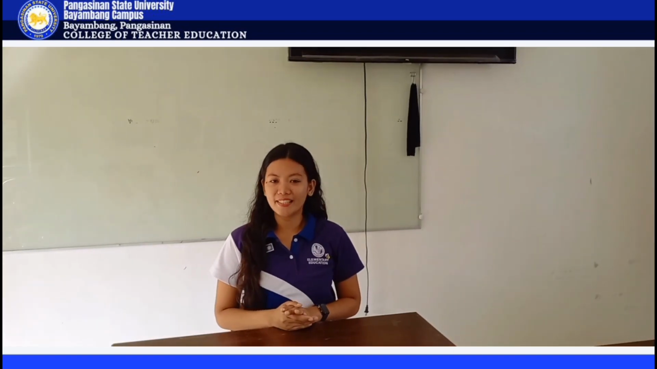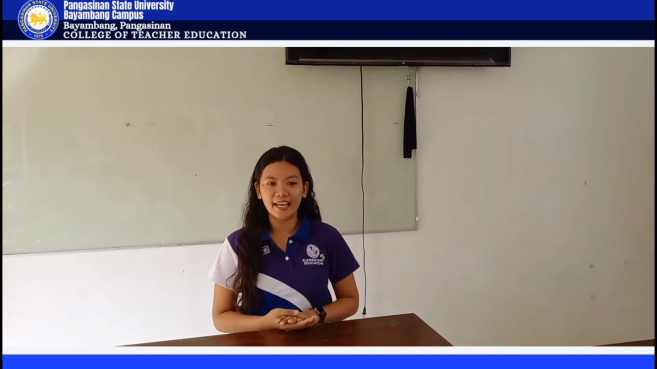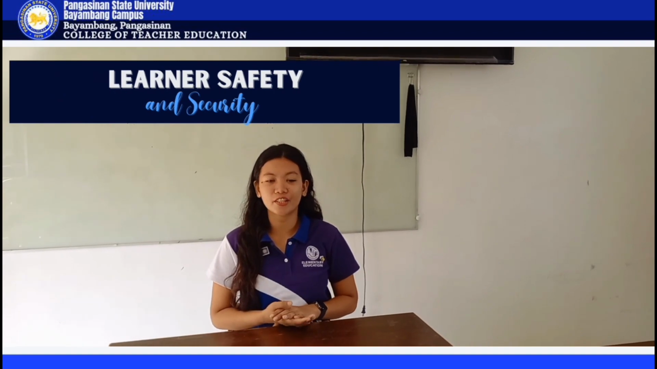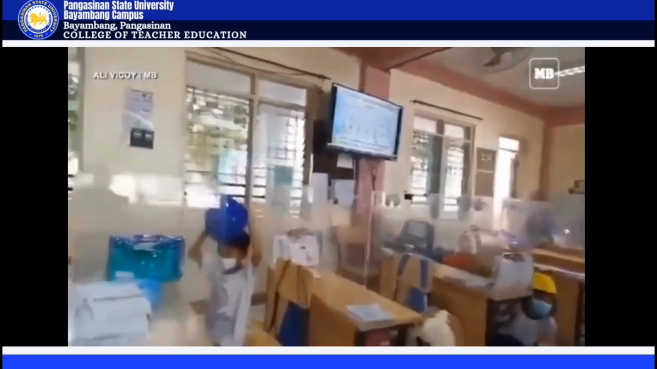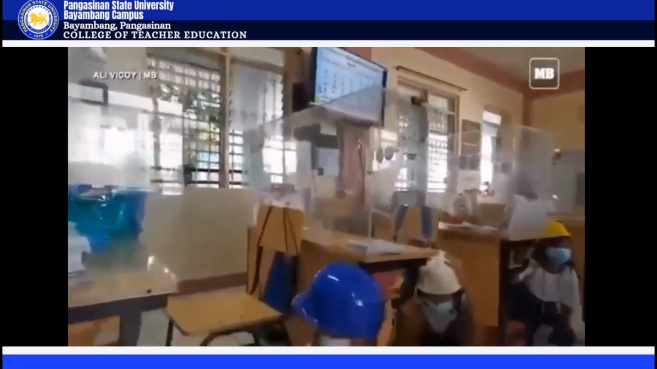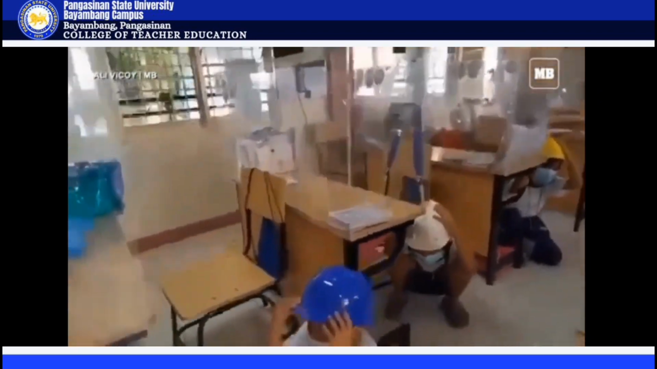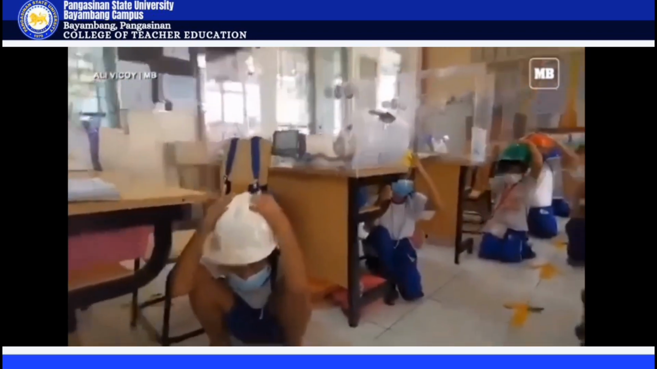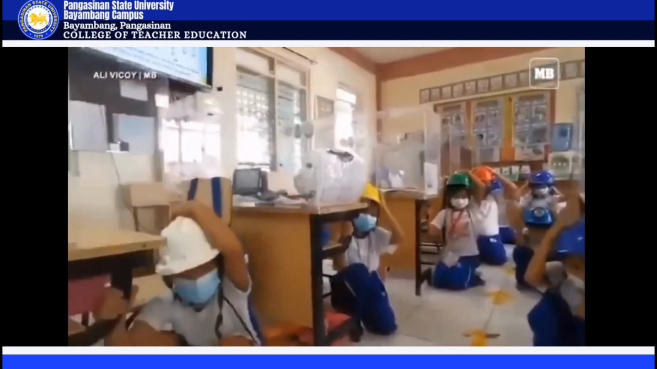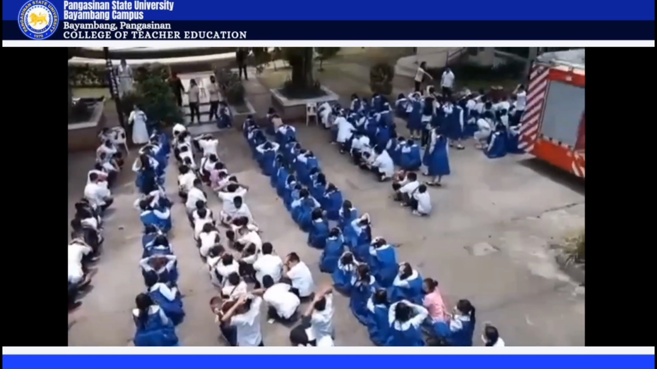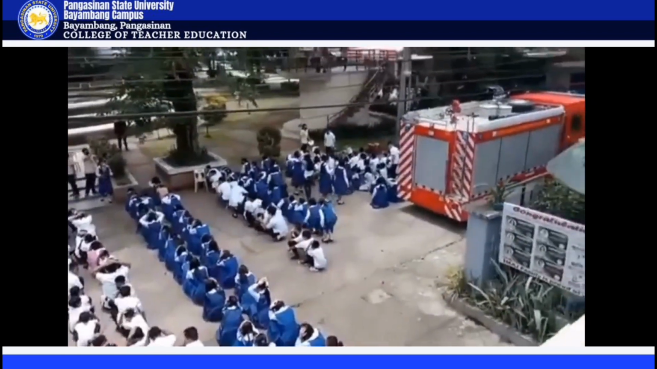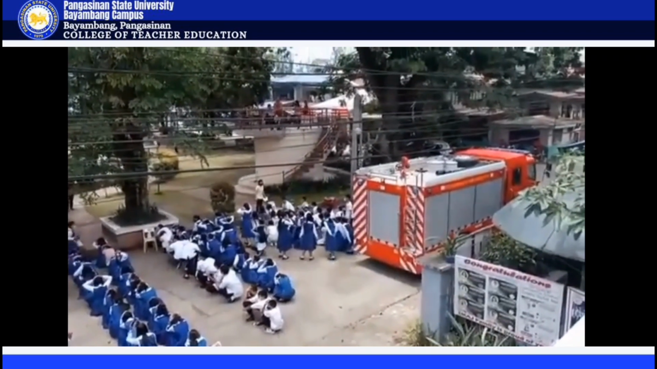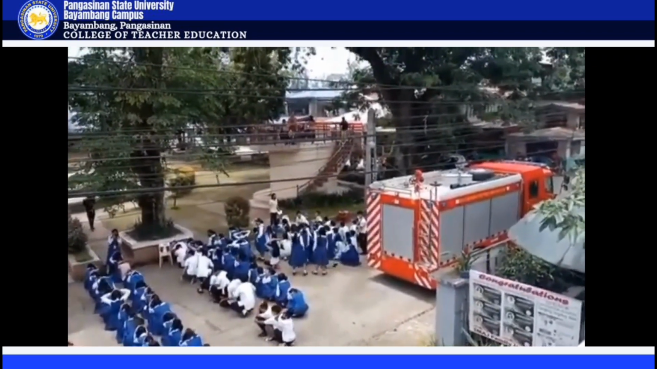These 2 best practices are related to the first strand, which is learner safety and security, which is all about ensuring that learners feel safe and secure in the classroom. This includes physical safety measures like fire drills and ensuring that the classroom is free from hazards, as well as emotional safety measures like creating a positive and supportive classroom culture.